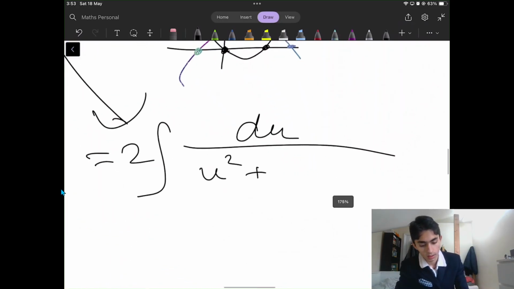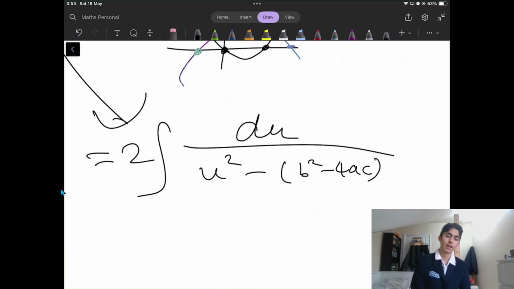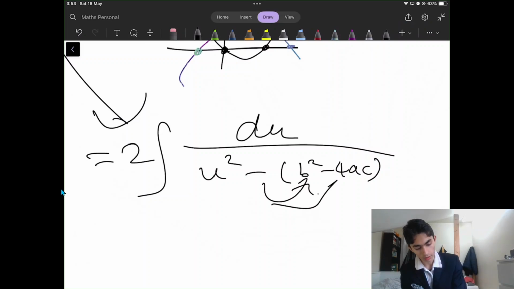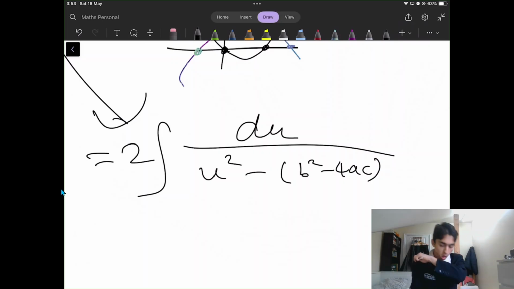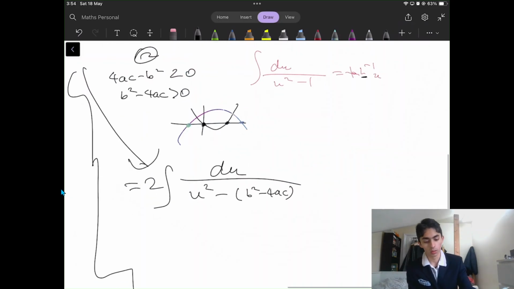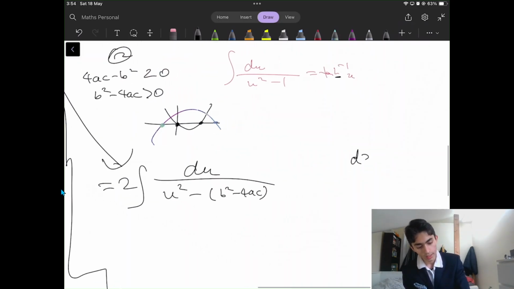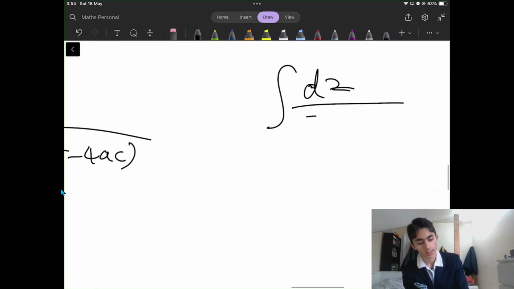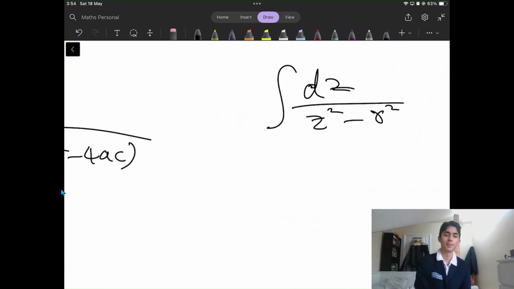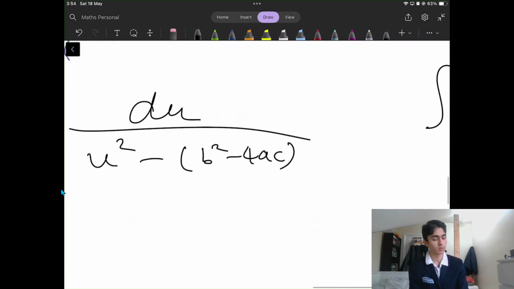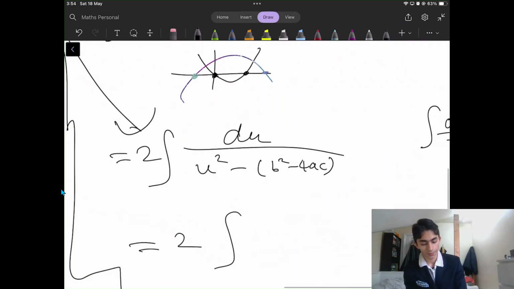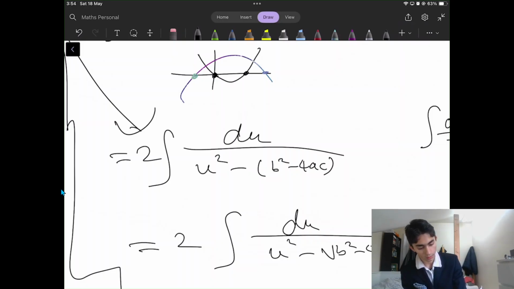One thing first. I'm going to write minus b squared minus 4ac, okay? I haven't changed anything because if you distribute the minus, you get 4ac minus b squared. I'm just doing this such that you can write the integral in the form dz over z squared minus gamma squared, right? That's why I'm doing this. So you end up with u squared minus the square root of b squared minus 4ac, squared, right?